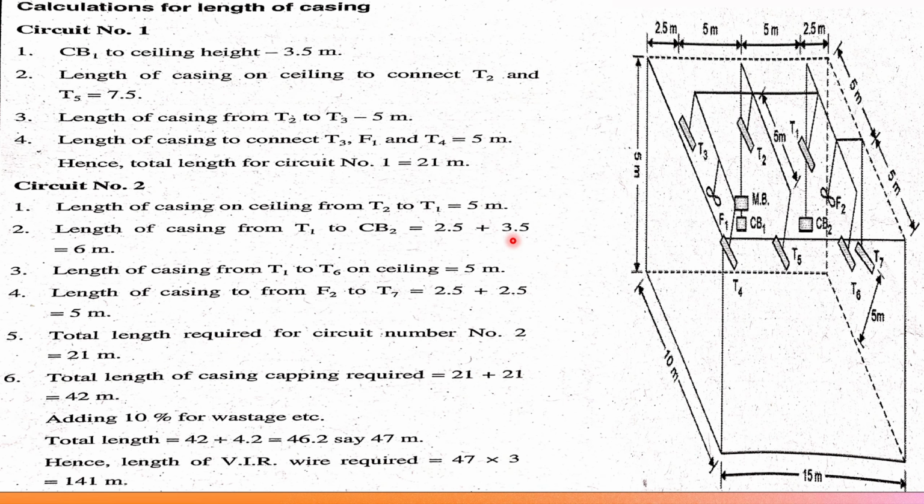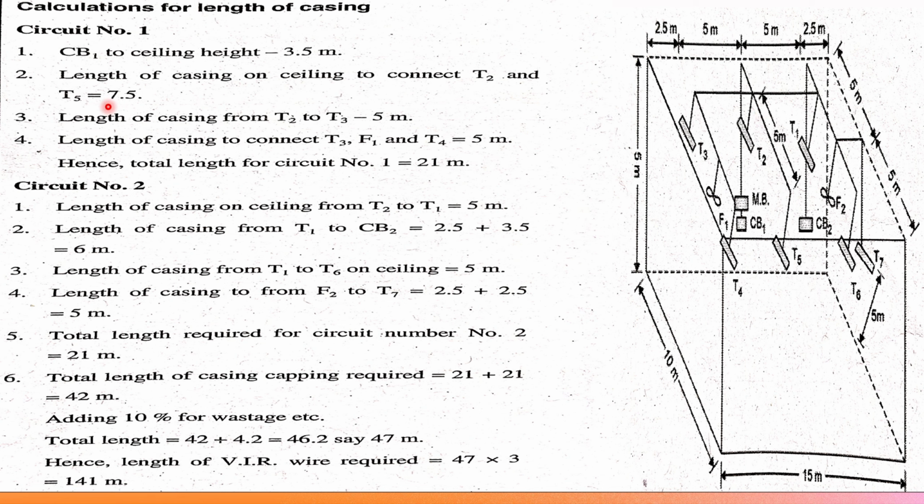Now we will see the calculation part. For circuit number 1, CB1 to ceiling height is 3.5 meters. Length of casing on ceiling to connect T2 and T5 is 7.5 meters.